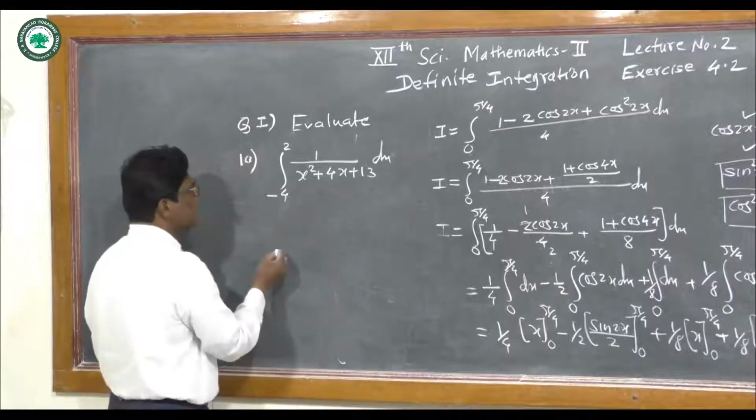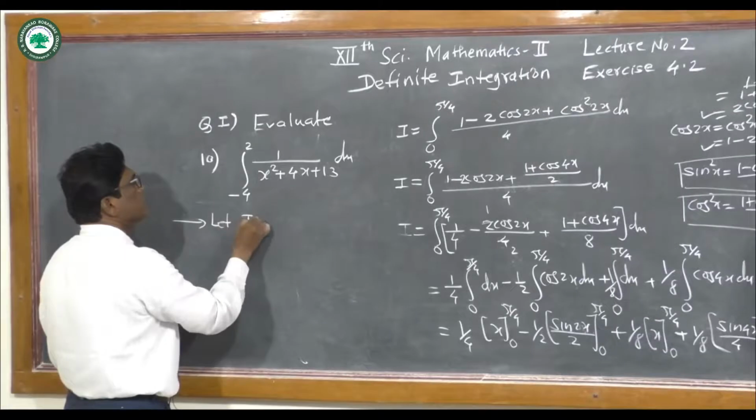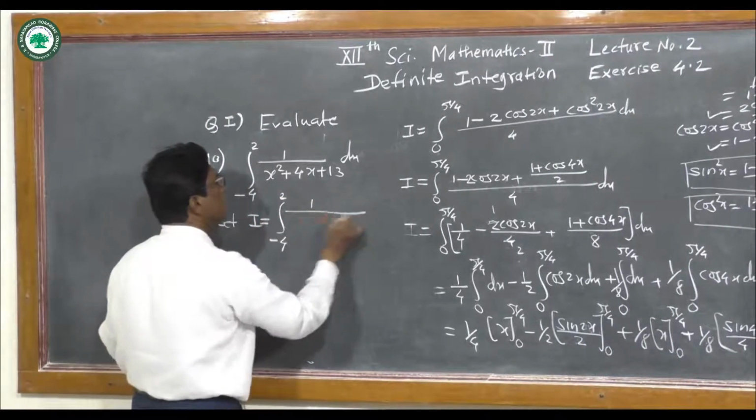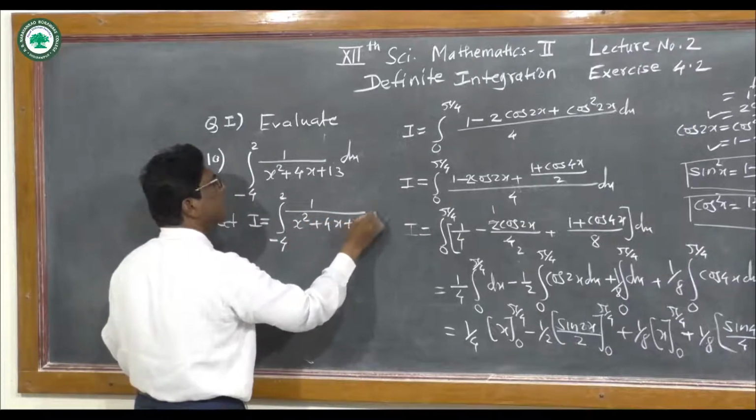So firstly we call this as I. So let I is equal to integration from minus 4 to 2, 1 upon x square plus 4x plus 13 dx.